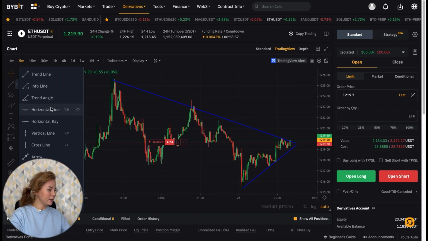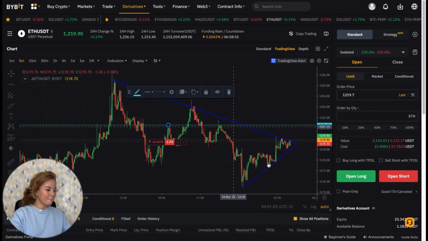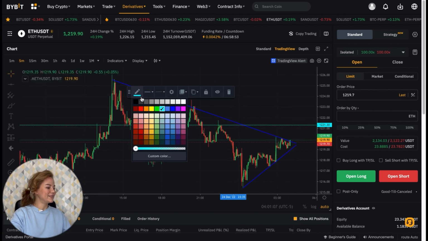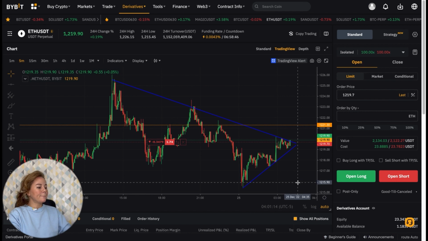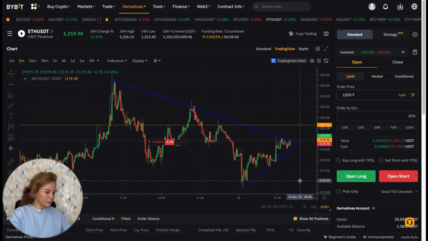Let us align this line. Let's make it orange so that it's different. Let's align it with this high. That certainly means that we were wrong if the price crosses that point.